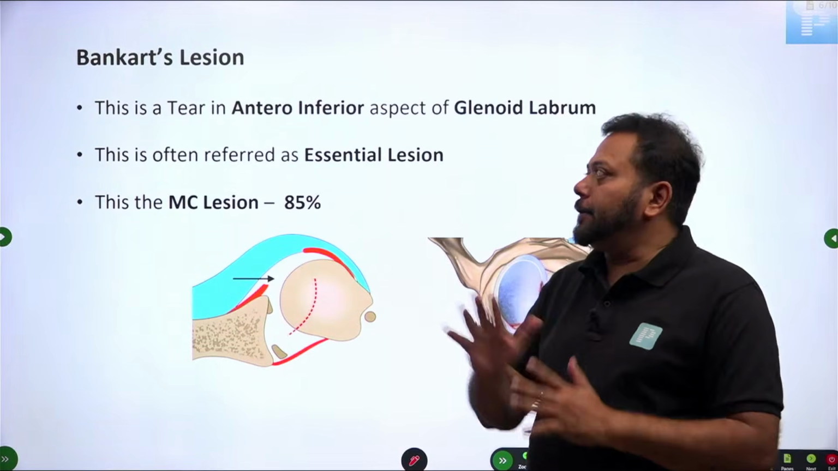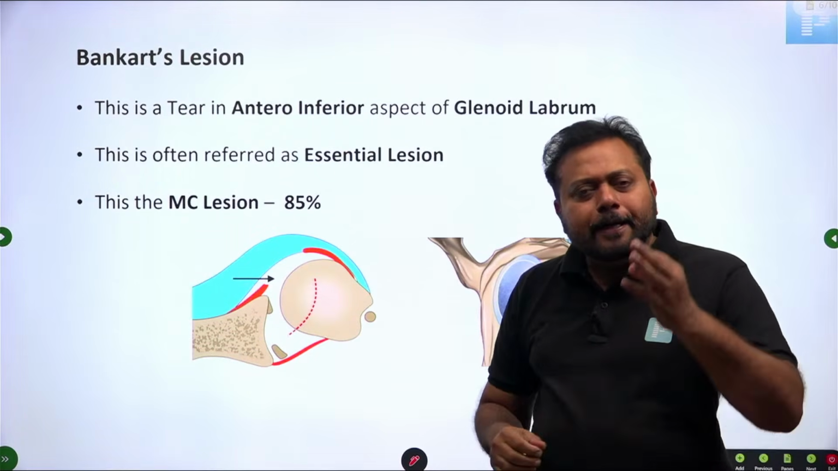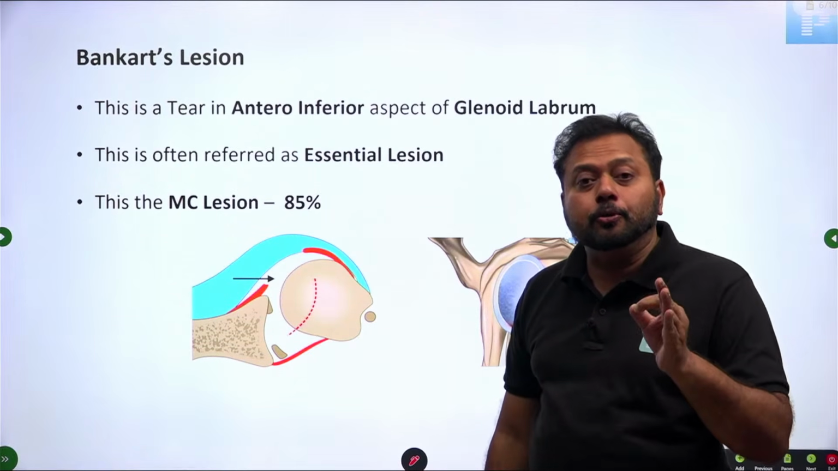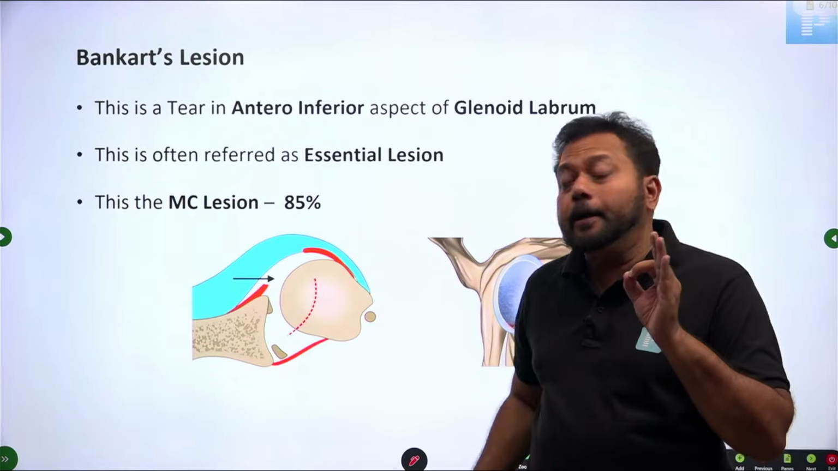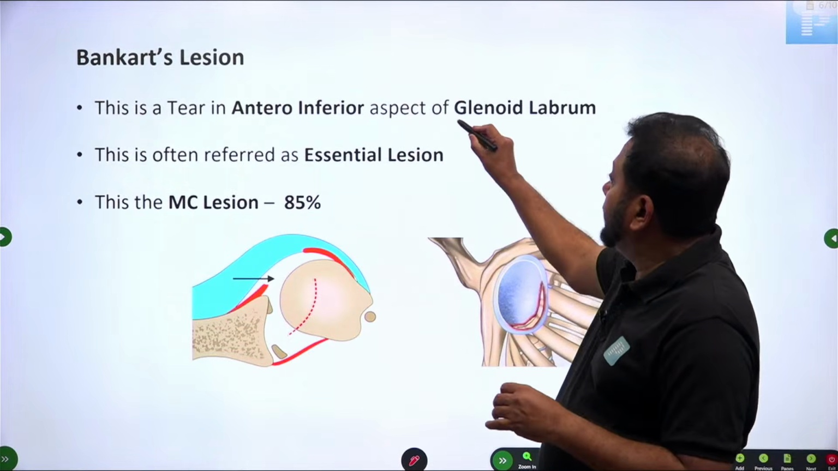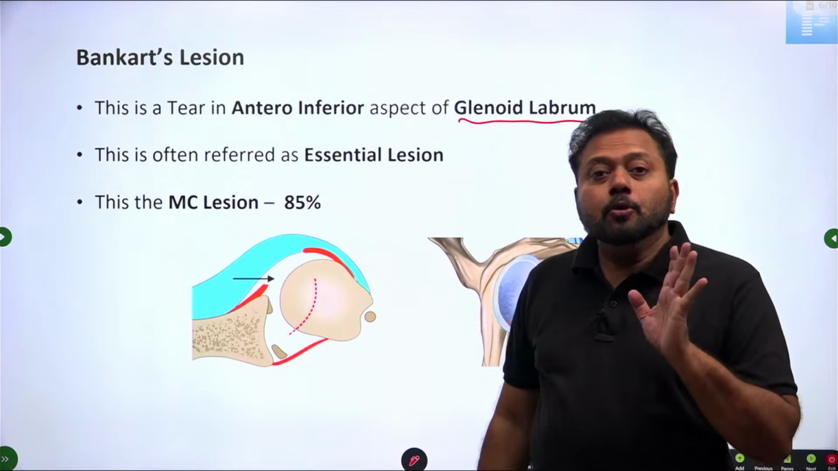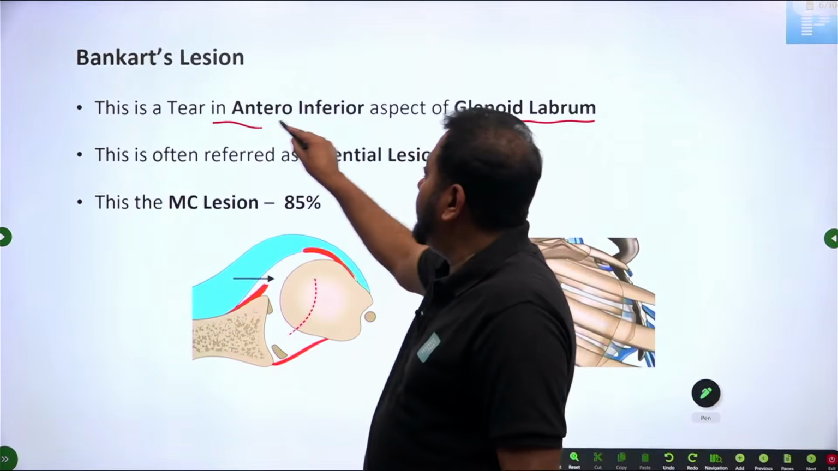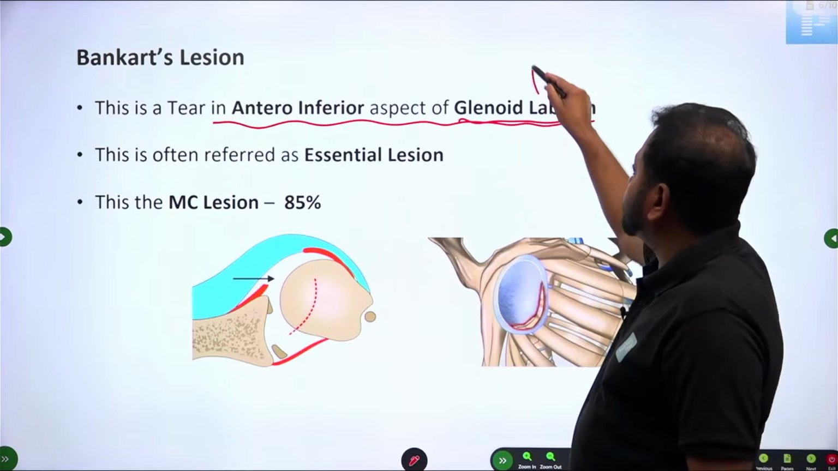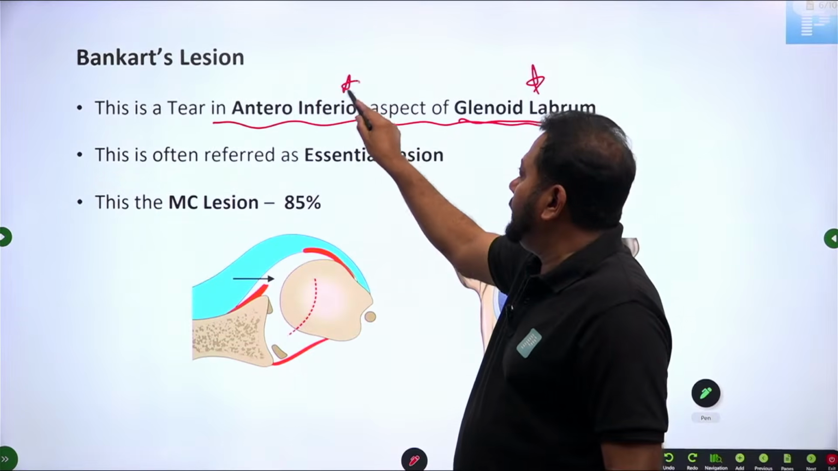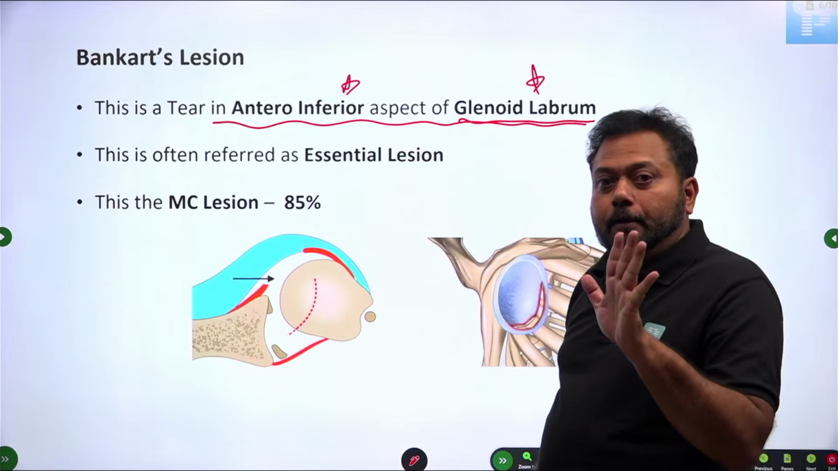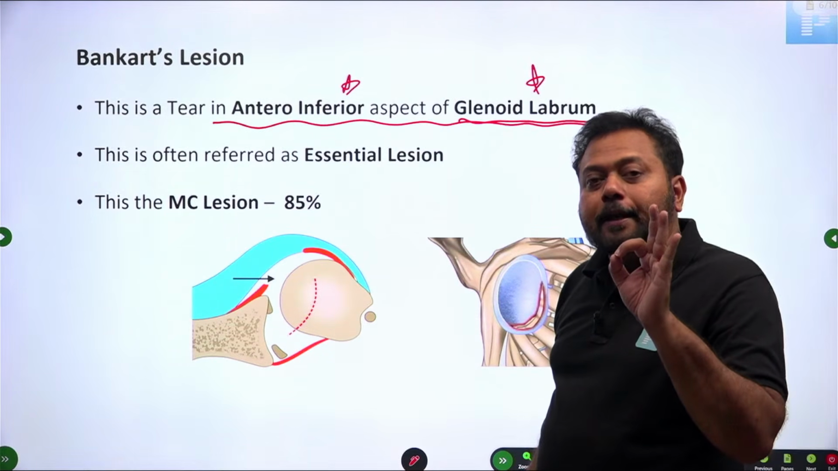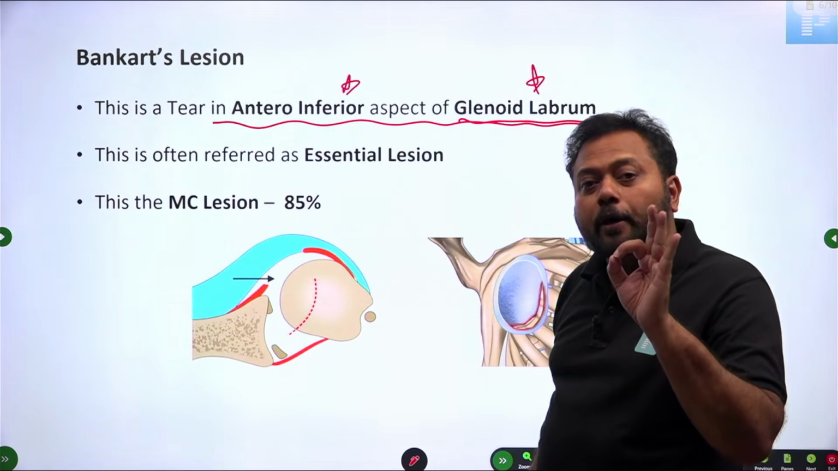Please concentrate. Bankhart's lesion is a lesion in the soft tissue. Which soft tissue is involved? Glenoid labrum. So, what is Bankhart's? A tear in the antero-inferior aspect of the glenoid labrum. This word antero-inferior is very important.